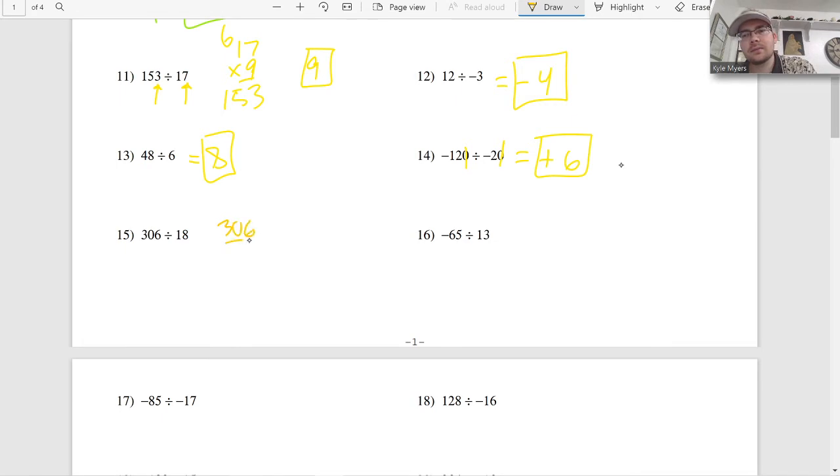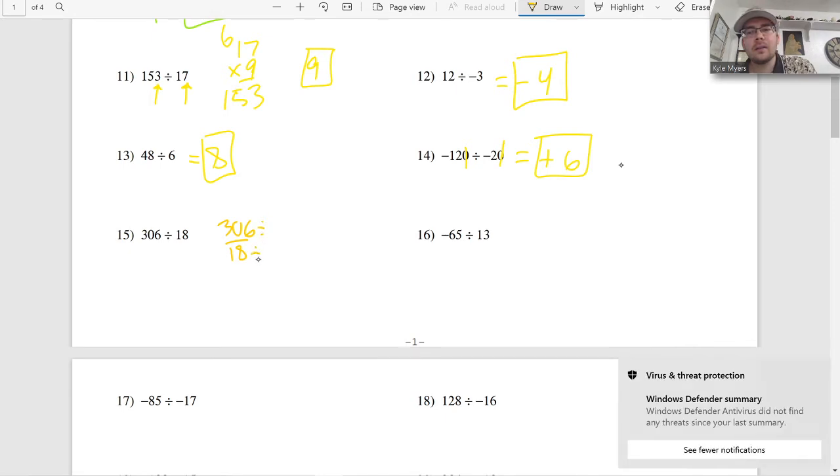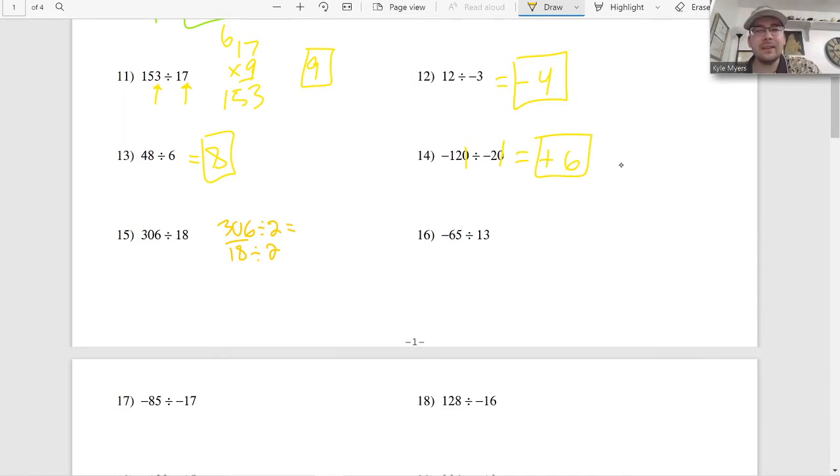306 and 18. I know they're both even, so I know they at least both divide by 2. So let's start there. Half of 306, well, half of 6 is 3. Half of 30 is 15. So 153. And then 18 divided by 2 is 9.